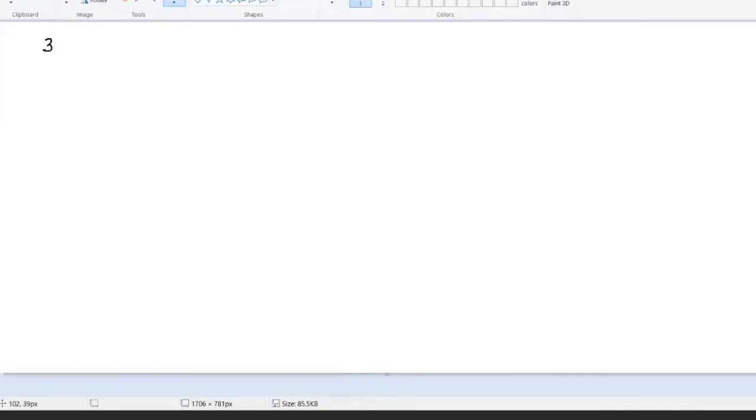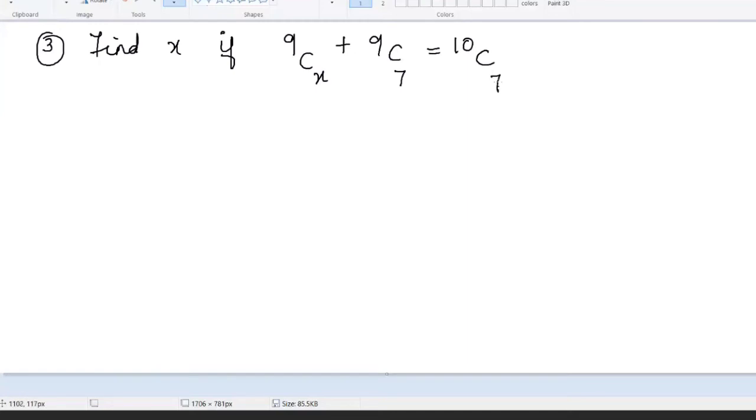So take down the third question. Find x if 9Cx plus 9C7 is equal to 10C7. Now for this, I don't know whether you have learnt it in the binomial theorem chapter. Just tell me if you have learnt this. NCR plus NC(R minus 1). Do you know what that is equal to? It is N plus 1 CR. This is the formula in binomial theorem.